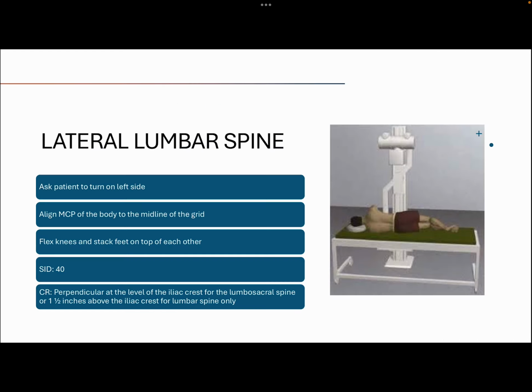The lateral lumbar spine. We do a left lateral lumbar spine, so you turn the patient onto the left side. You align the MCP of the body to the midline of the grid. You flex the knees and stack the feet on top of each other, and again use a 40-inch SID. The central ray is perpendicular at the level of the iliac crest for the lumbosacral spine, or 1.5 inches above the iliac crest for lumbar only.